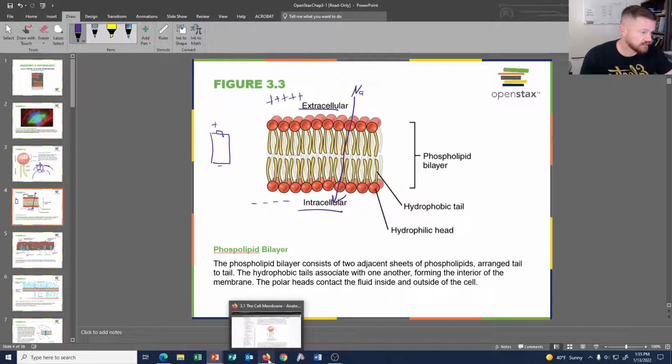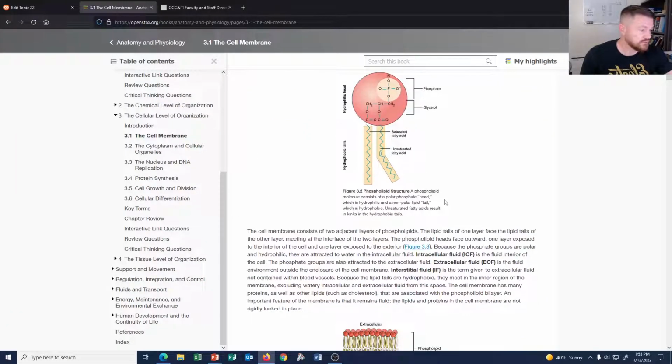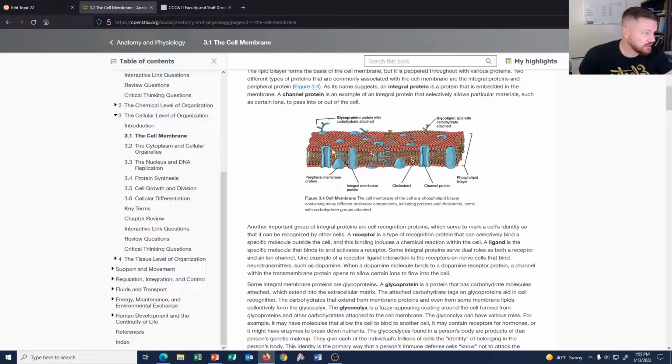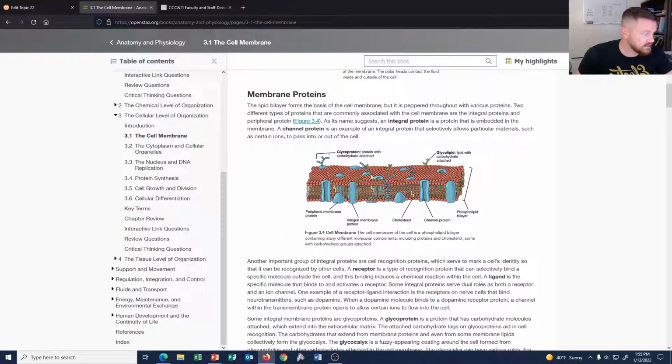All right, let's jump back to the textbook right quick. So that's phospholipids. That's the membrane. The membrane can have a bunch of things in it. So there's a bunch of proteins. We'll talk about them as being peripheral, so things that are just on the periphery. They don't go all the way through. They can be integral, or they go all the way through.